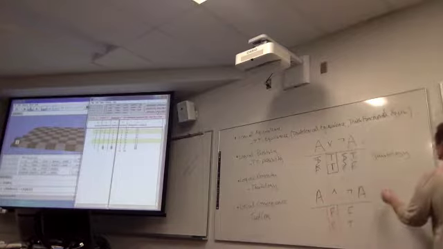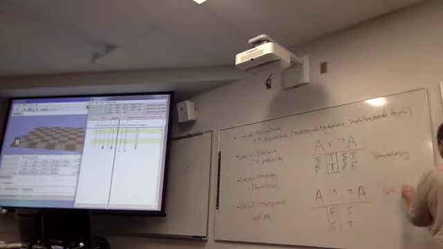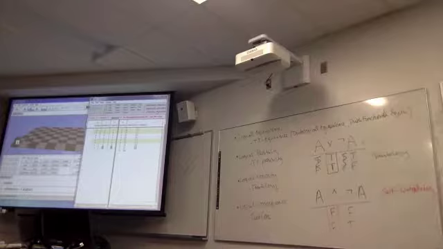So this sentence is self-contradictory. It is a necessarily false sentence. There's no world in which the sentence A and not A is true. How are we doing? So far, so good?